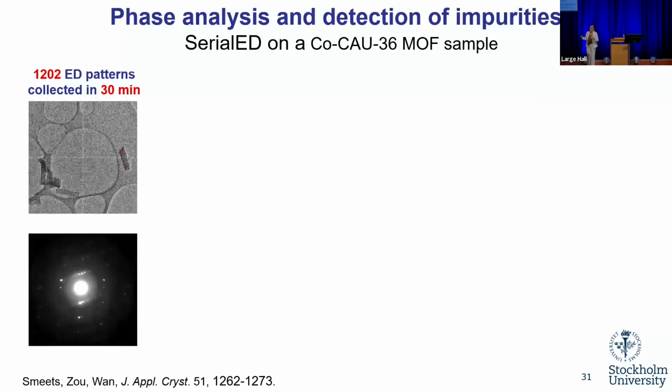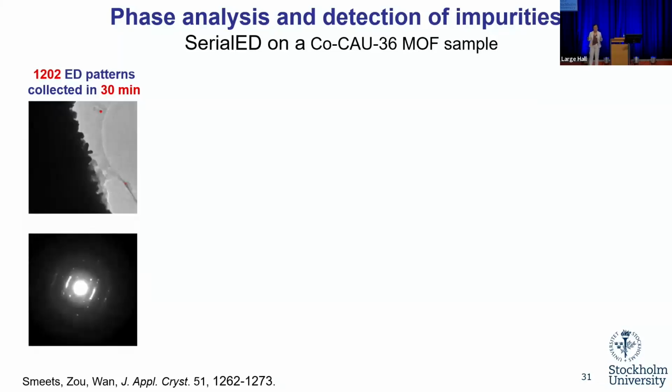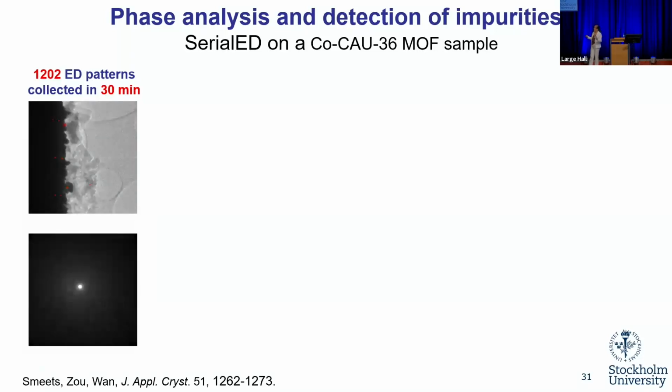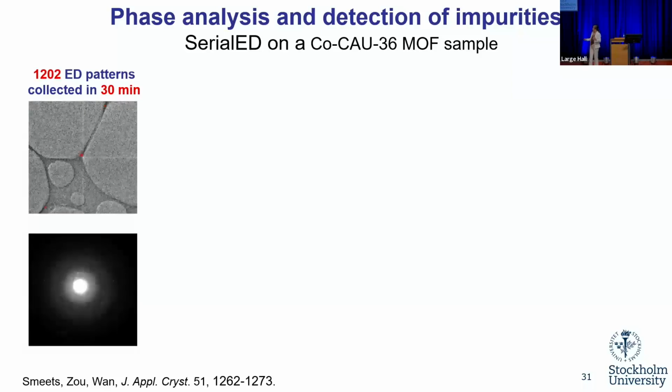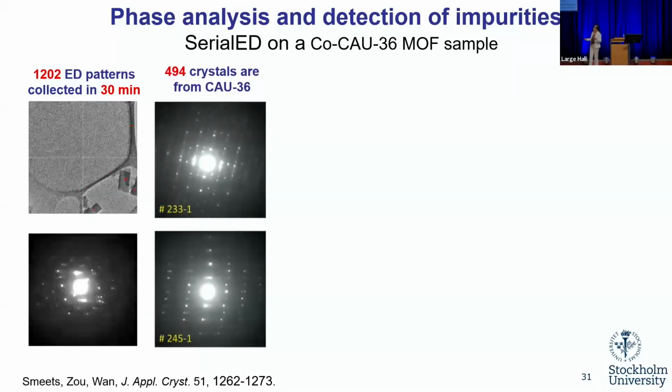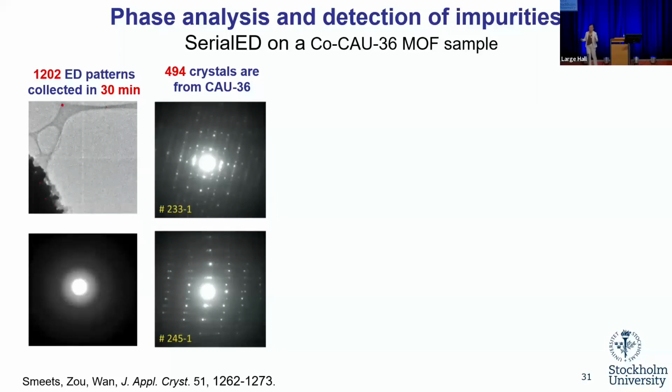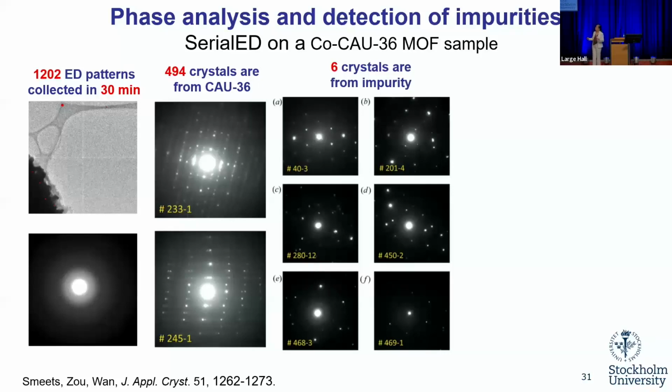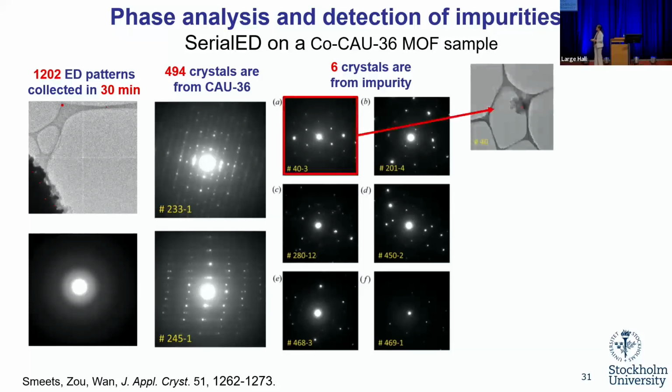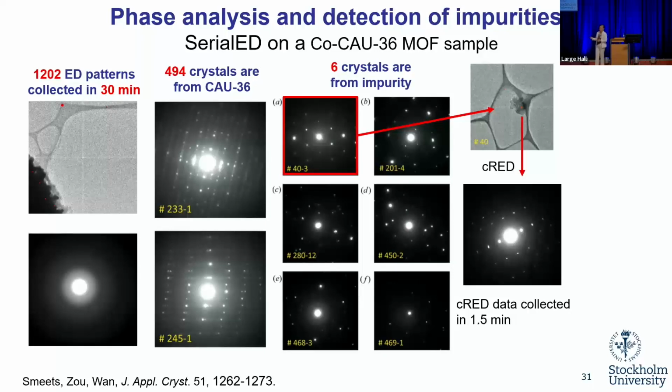You see that more than 1,200 diffraction patterns could be collected within half an hour. And when you have so many diffraction patterns, you can do the analysis, and we found about 500 diffraction patterns come from CAU-36, while some of them are very different and come from impurities. So it is a very good method to detect impurities also. If you find impurities or new phases, you can go there because we know where the crystal is, recollect the serial data and solve the structure directly.